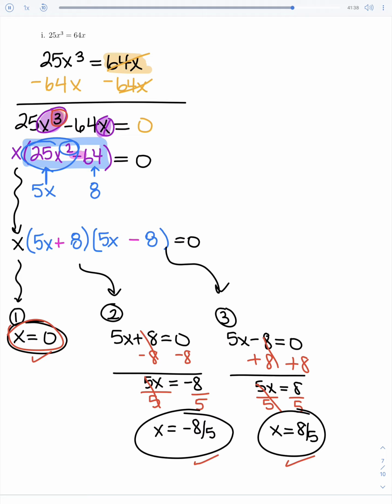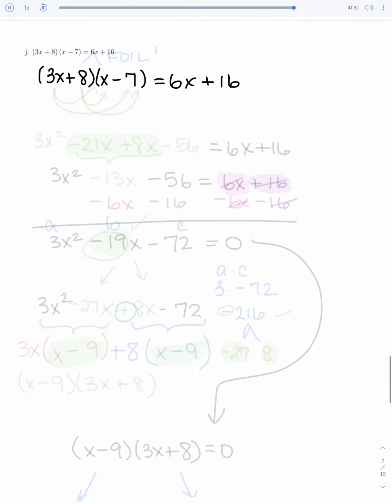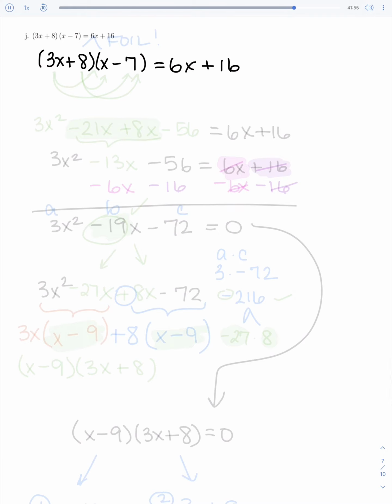In J, let's see, we've got 3x plus 8 times x minus 7 equals 6x plus 16. So it looks like we have something good going on because the problem is already factored. But, and this is a big but, we only want it factored if it equals 0. So this is kind of a good example of coming in on a problem partway through where you're like, uh-oh, somebody made a mistake. They factored too early. They factored before everything equaled 0.